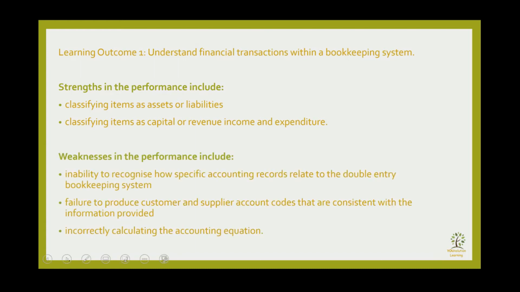They also let us know where the main weaknesses are in this task. The first is the inability to recognize how specific accounting records relate to the double entry bookkeeping system, and that's something we will look at in this task. Also, failure to produce customer and supplier account codes that are consistent with the information provided. That's quite a surprising one, and again, we'll look at that when we break down this task, and how to make sure we can really get the marks available for that part of the task.